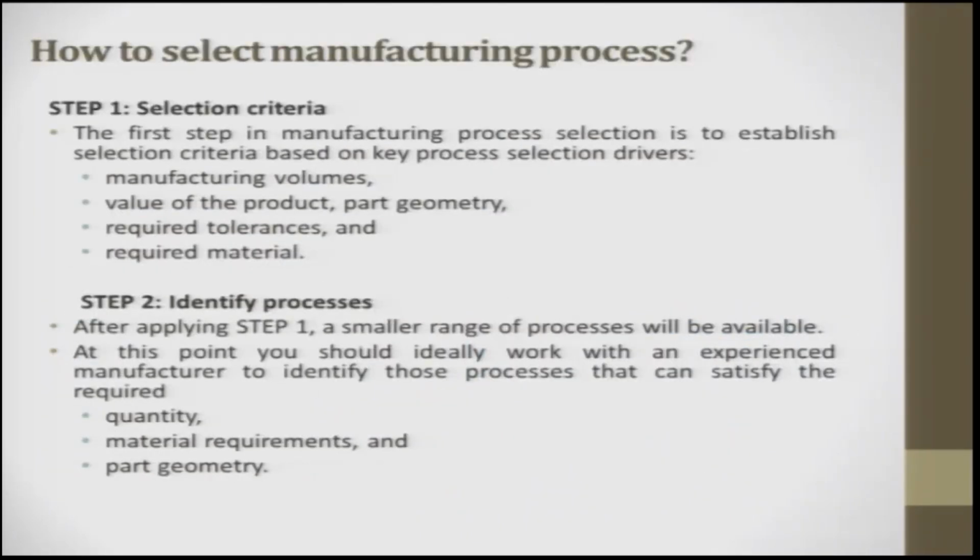If I have to logically select a process, I follow these steps. The first step is that selection criteria have to be written. Manufacturing volume. In manufacturing, there is nothing called a unique solution. Suppose I want to produce a shaft, 10 numbers, then I use a machining process. If I have to produce something like 100 or thousands, I always go for a rolling process. So, you see, depending upon the number, depending upon the cost which you can pay for the product, the process differs.